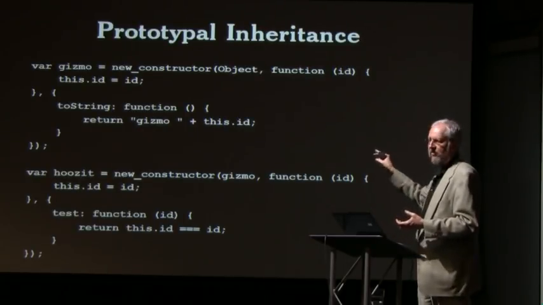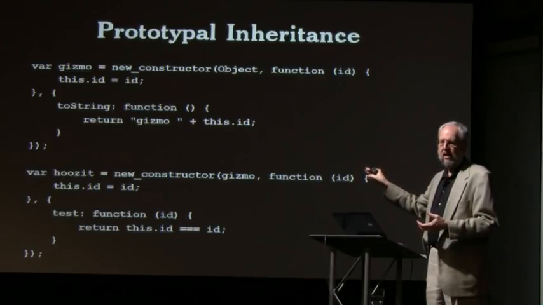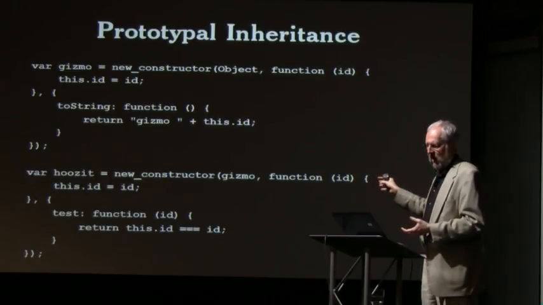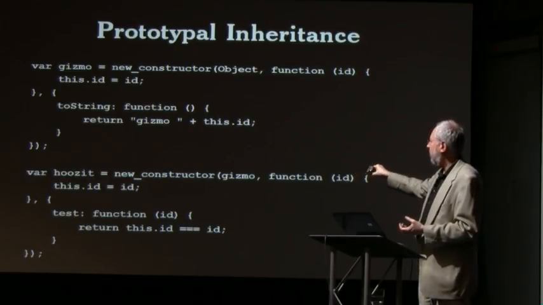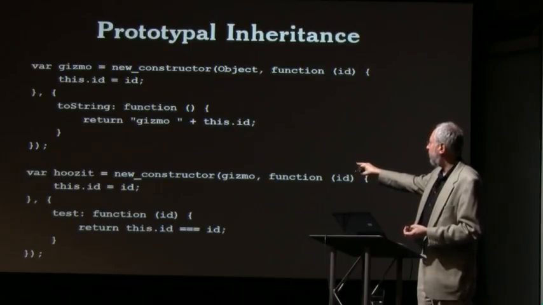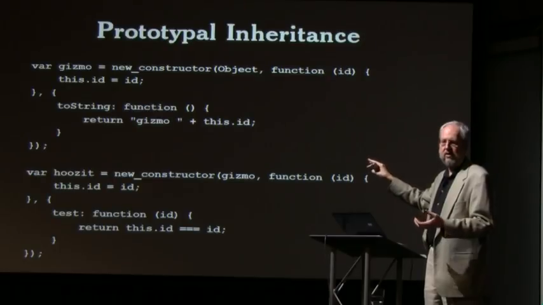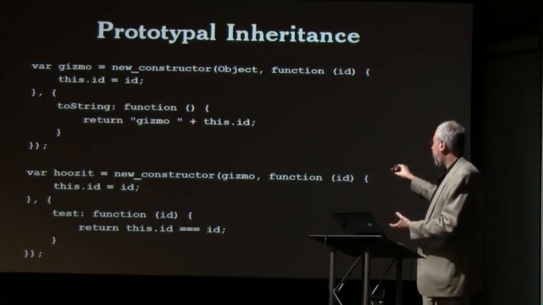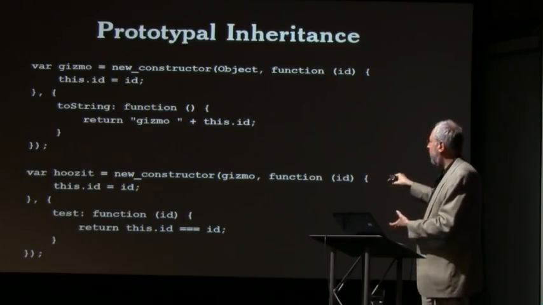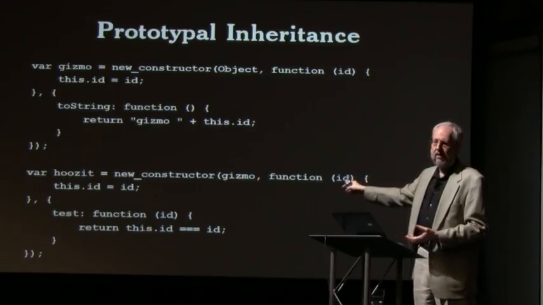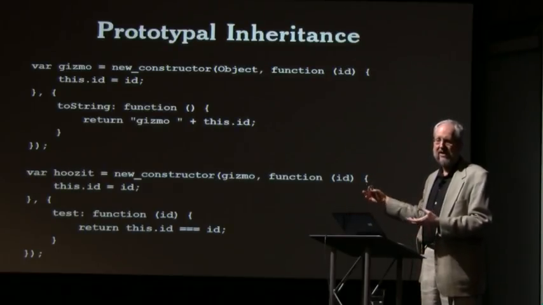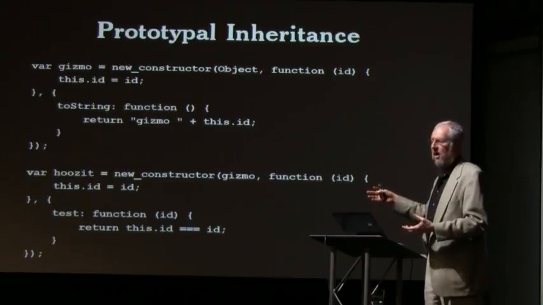So this does exactly the same thing that we saw on the other screen. I think it's just more pleasant looking. And then it gets even better with the who's it. So for the who's it I call new constructor, pass in the gizmo that says I want who's it to inherit from gizmo, and I also pass it a constructor, and I'll also pass it an object containing additional methods that I want it to add to its prototype.